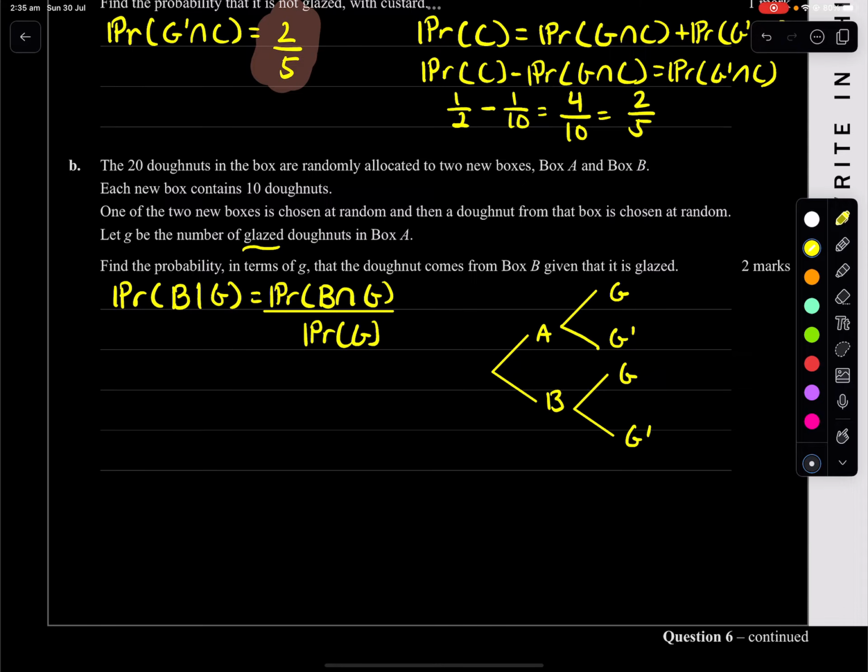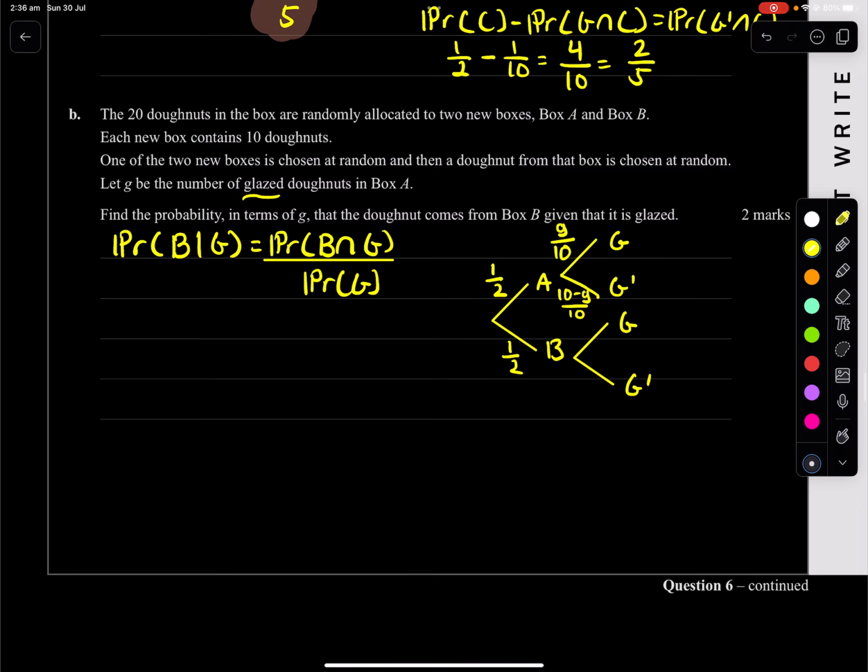Each new box contains 10 donuts, so there'll be a probability of half for each of those boxes. Let G be the number of glazed donuts in box A, so the probability of glazed is G over the total number in that box, which is 10. Non-glazed is 1 minus G over 10, which is 10 minus G over 10. Okay, what's next? We want to find B intersection G first. How do we do that? Well, what do we know?